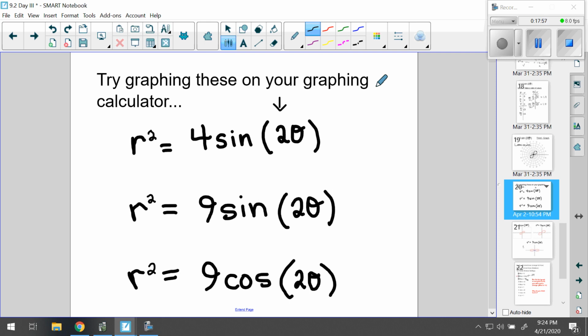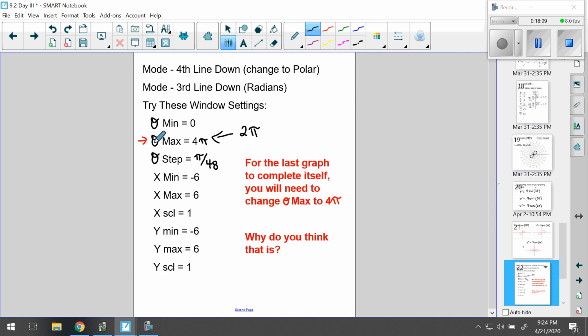Because remember that term, period? The period is how long it takes for the graph to complete its cycle. And so our period is no longer 2 pi, it's now 4 pi. If on your graphing calculator you have a theta max of 2 pi, it's not going to reveal the entire graph. It's only going to show part of it. And so that's something that you can do.